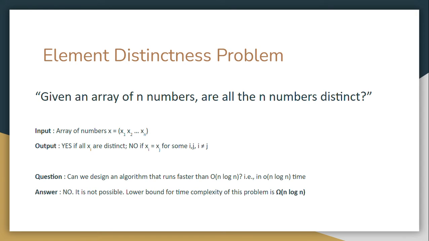The question we ask here is, can we design an algorithm that runs faster than big O of n log n, that is in small o of n log n time? And the answer to this question is unfortunately no. It's not possible to design such an algorithm because the lower bound of the time complexity of this algorithm is n log n. Let's prove this claim.